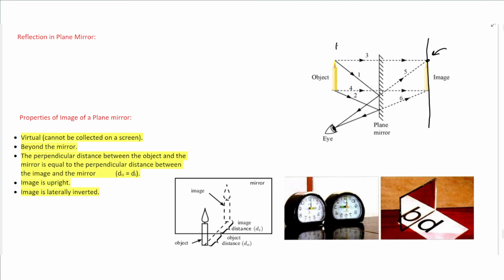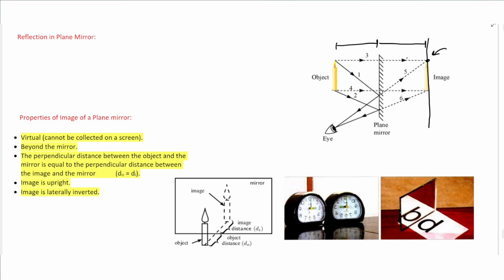And the distance between the object and the mirror is equal to the distance between the mirror and the image. And the image is the same size as the object. So it is virtual, upright, and behind the mirror. The distance between the object and the mirror is the same as the distance between the mirror and the image. And the image is laterally inverted.